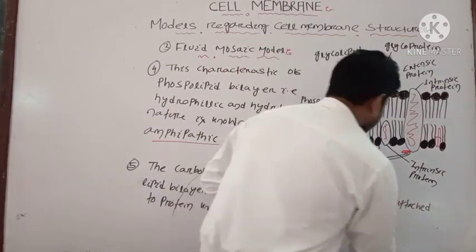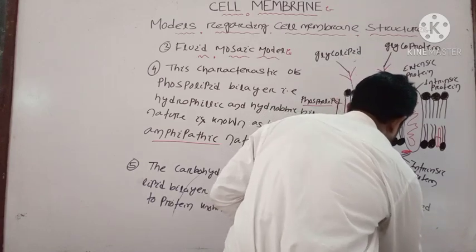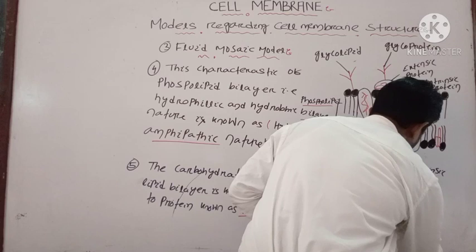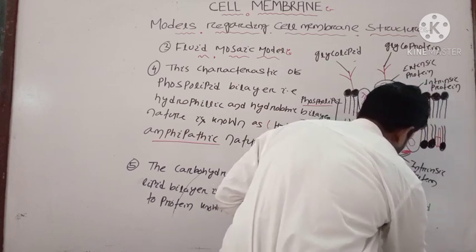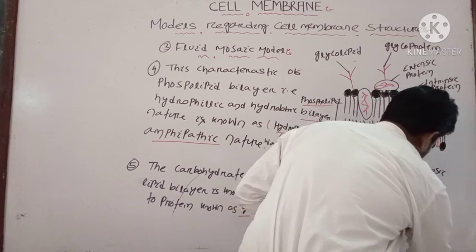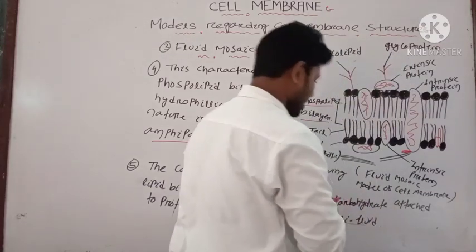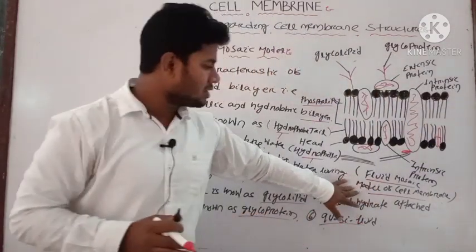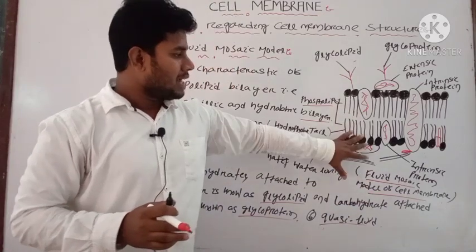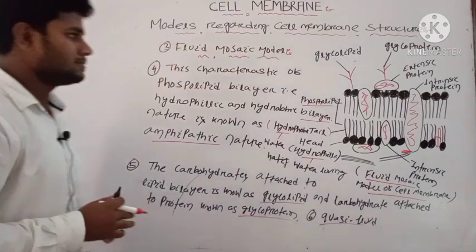Okay, below the diagram you have to write this is your fluid mosaic model of cell membrane. Okay, this model is known as your fluid mosaic model. Always write down the name of the diagram which you have drawn. Okay, this is the fluid mosaic model.